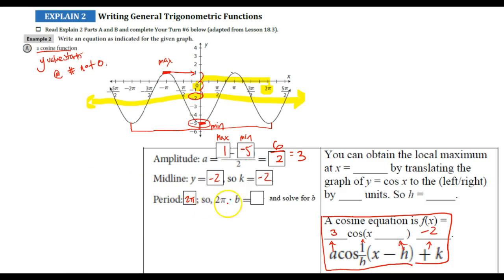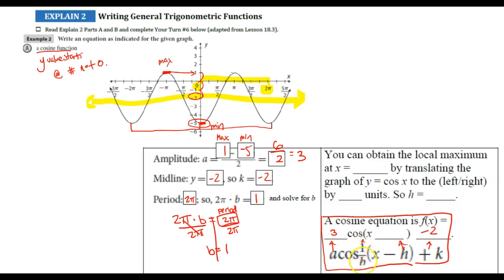So if our period's about 2 pi, remember we can figure this out by figuring out 2 pi times b equals our period. In this case, our period's about 2 pi. So let's go ahead and solve that out. What's the opposite of multiplying? Dividing. So that means our b value is, well, what's 2 pi divided by 2 pi? 1, right? Now you'll notice I did not write room for that, and you'll see why in just a moment.